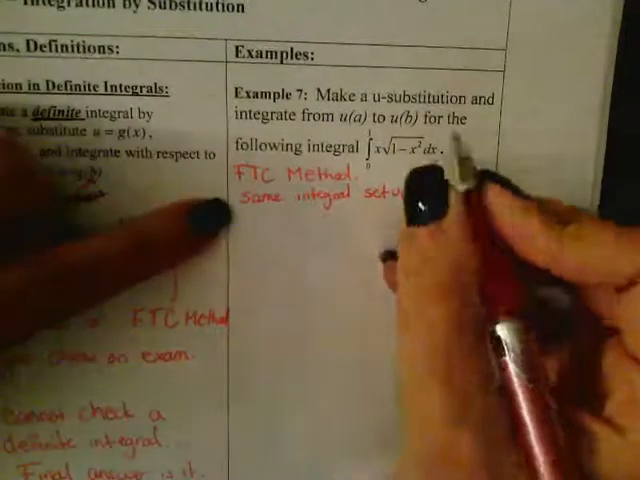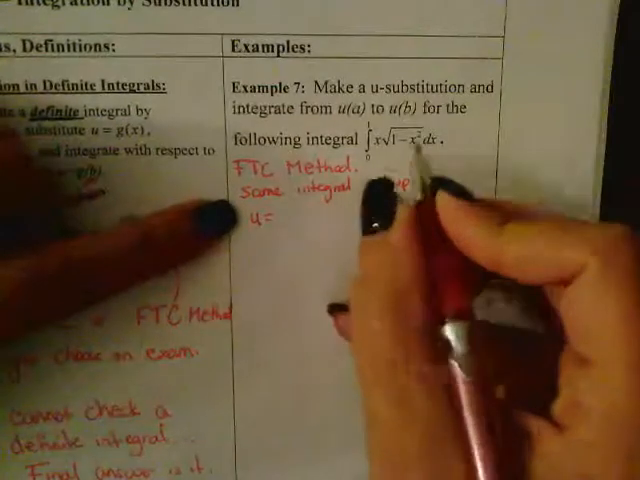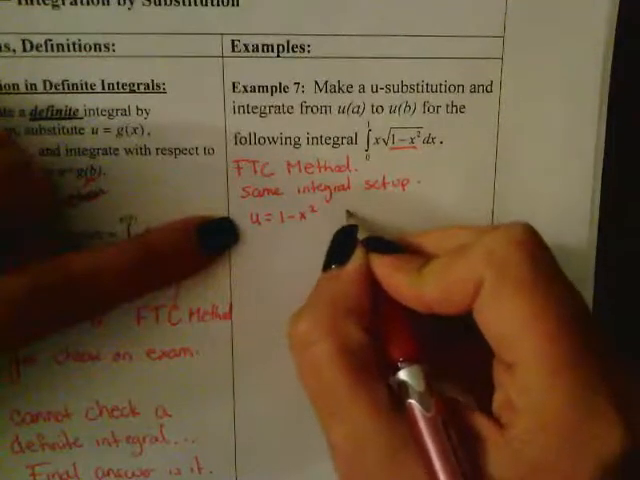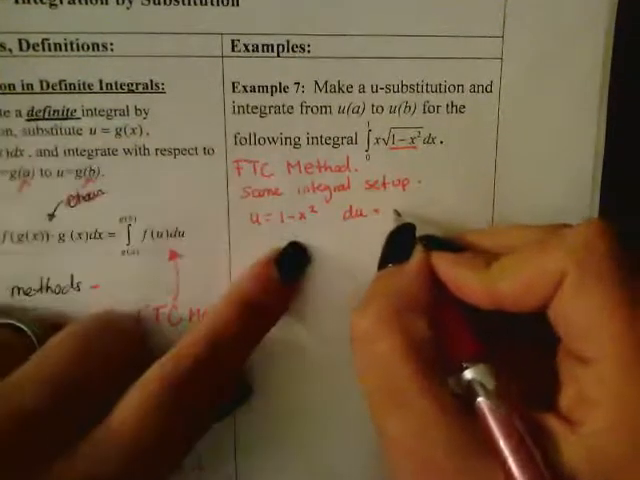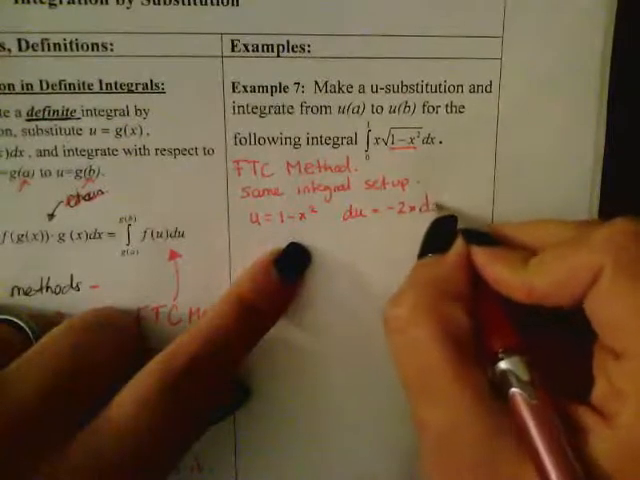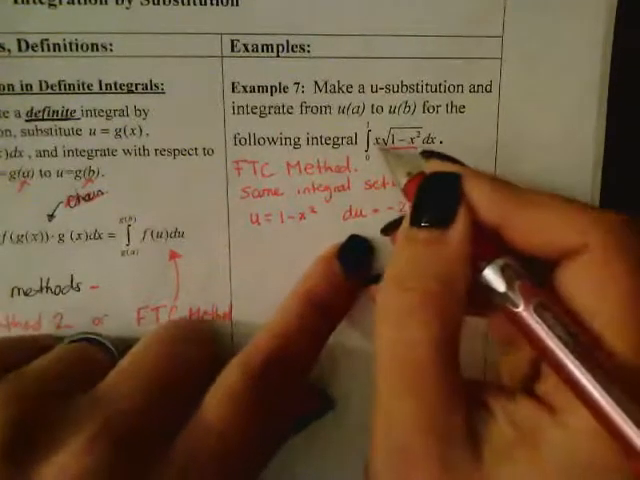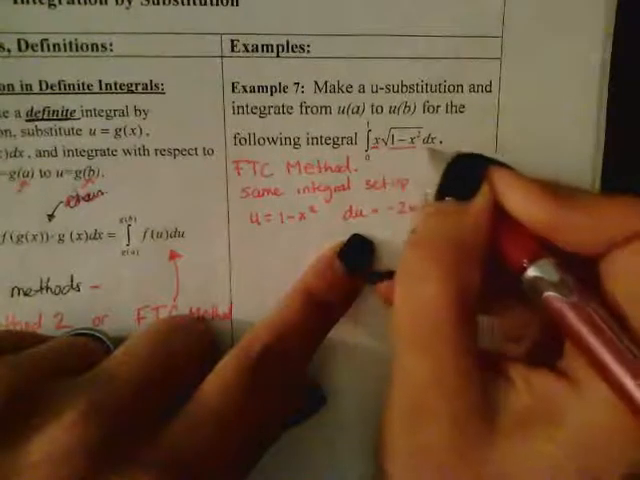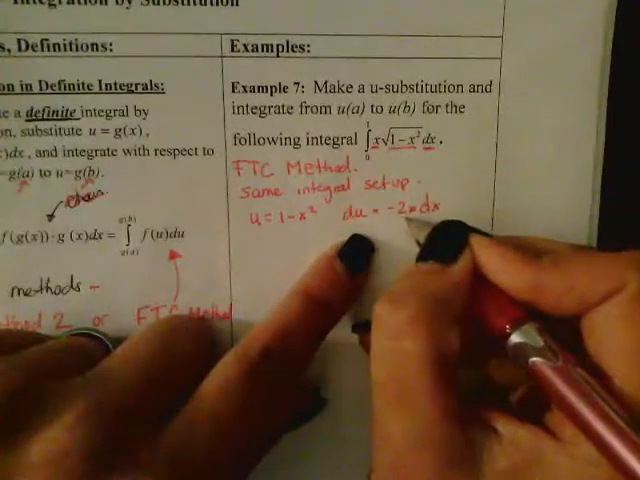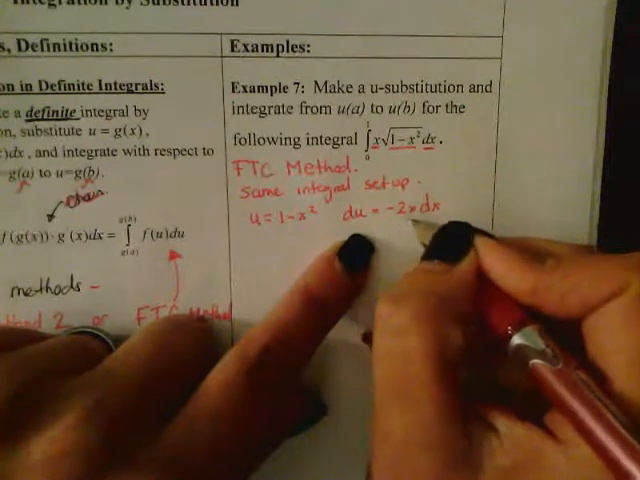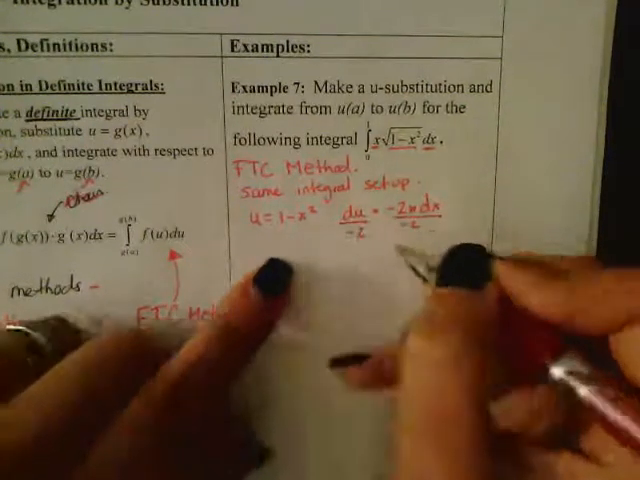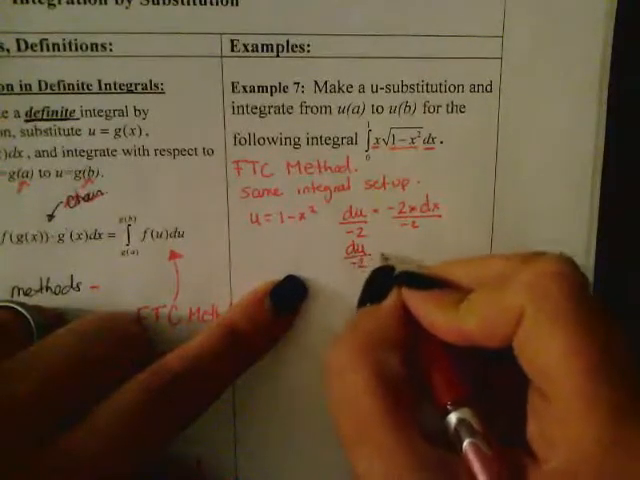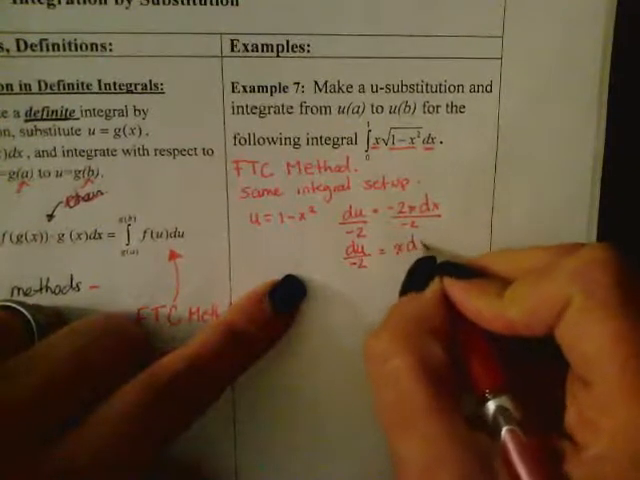You're still going to choose a u, and in this case we pick u as 1 minus x squared, and then du is going to be negative 2x dx. Keep in mind that we want to replace the x dx, so this negative 2 needs to move over. We divide both sides by negative 2, so du over negative 2 is equal to x dx.